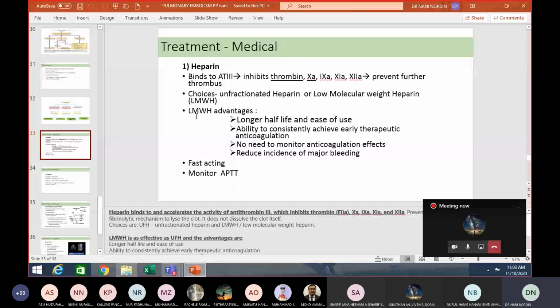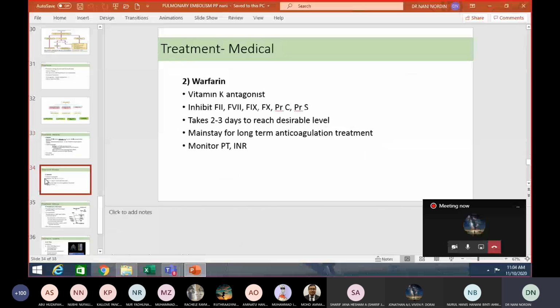Okay, let me just go back here. The difference between low molecular weight heparin and unfractionated heparin is that low molecular weight heparin is more selective. It inhibits your factor 10 directly, without going through your antithrombin. Unfractionated heparin binds to antithrombin 3. So low molecular weight heparin is a more selective inhibitor of factor 10. That is another difference. Sorry, so let's go back to warfarin.